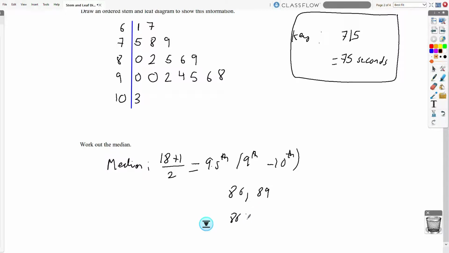So you add these up and then you divide by 2 to get 87.5 seconds, and that's the median time.